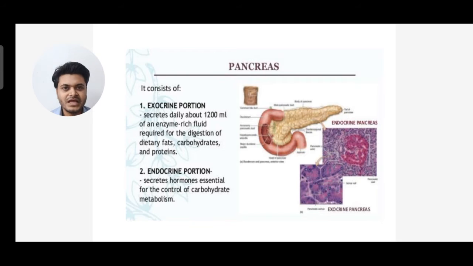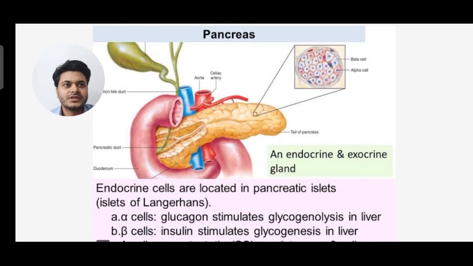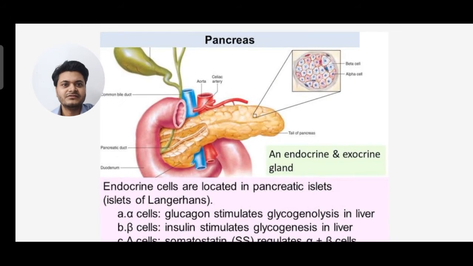There are alpha cells, beta cells and delta cells. Alpha cells secrete glucagon, beta cells secrete insulin and delta cells secrete somatostatin. You can see the structure of the pancreas given, with the exocrine and endocrine portions. The endocrine cells are located in the pancreatic islets, or islets of Langerhans, with the alpha cells, beta cells and delta cells I just mentioned.